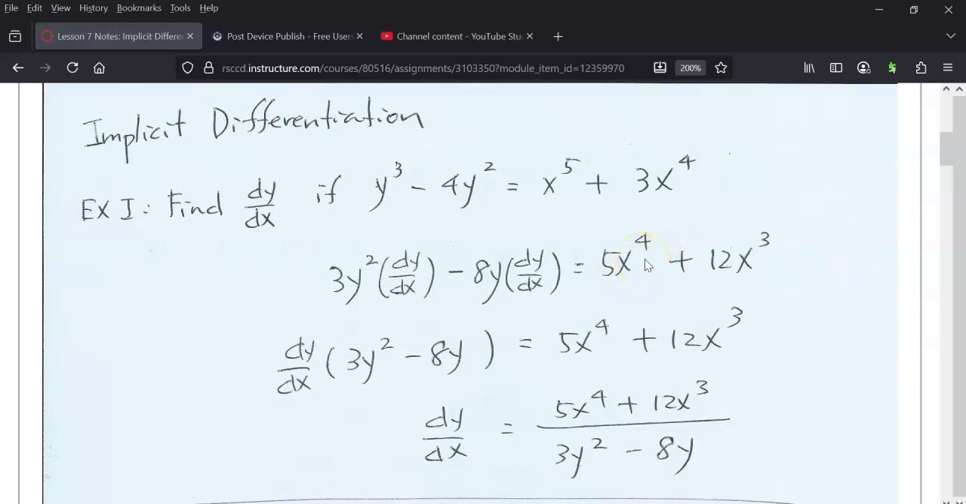Now dx/dx is equal to 1, so that's why it doesn't show here. And the same thing with the last term here, so it's just 12x cubed.